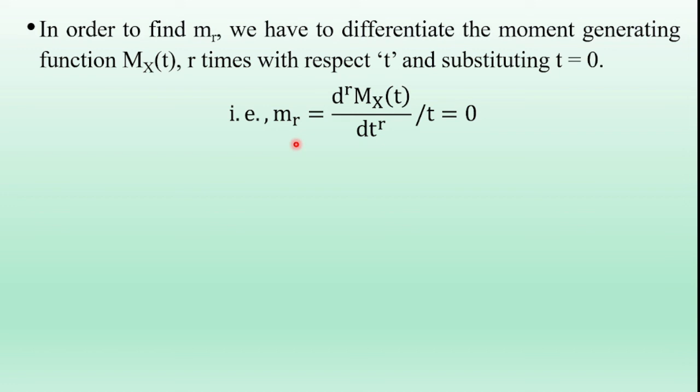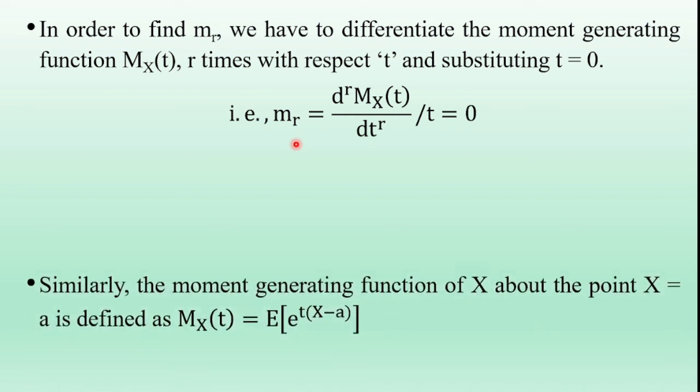And what is the definition of the moment generating function of a random variable? Mx of t is equal to expectation of e power tx. That is the definition of the moment generating function of the random variable capital X about the origin. About the origin means at x is equal to 0.